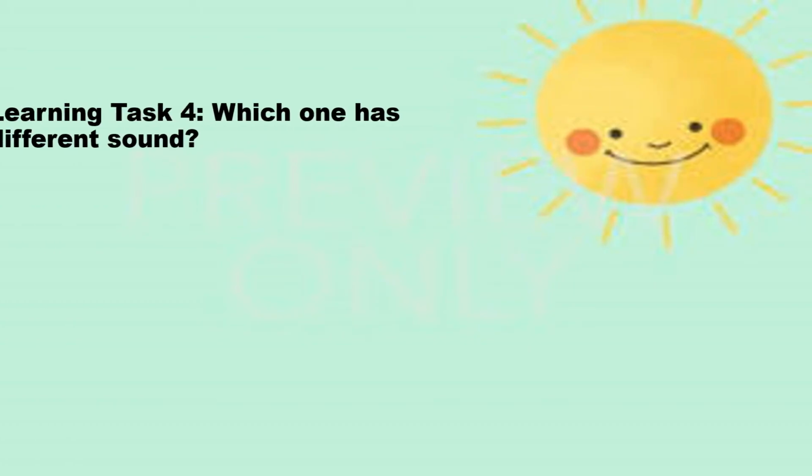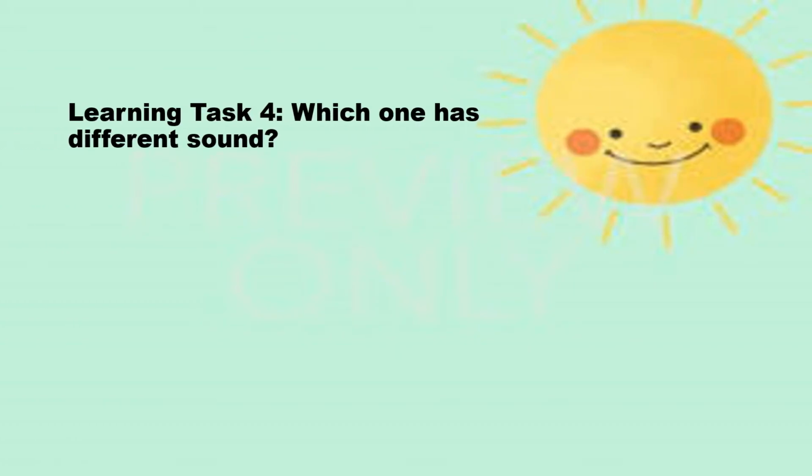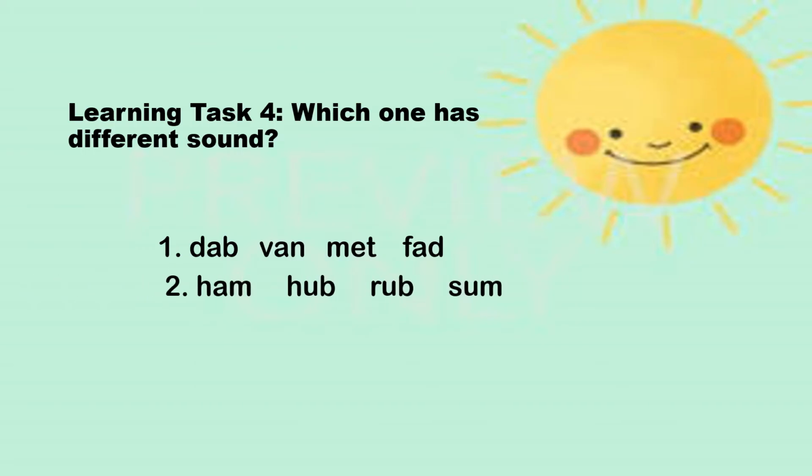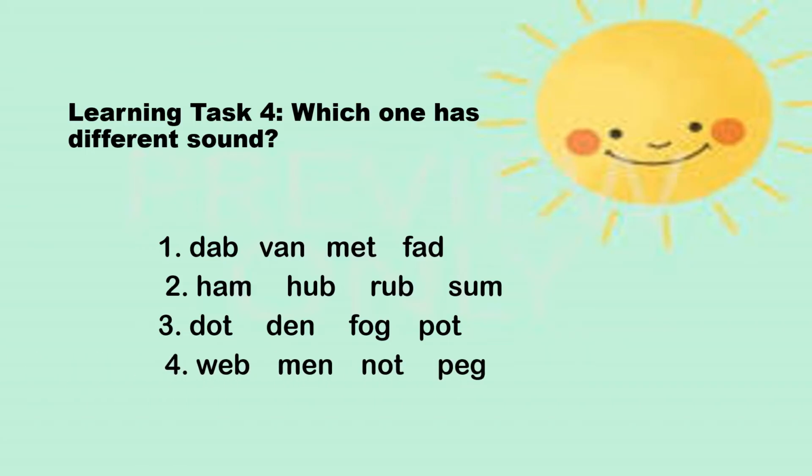For learning task 4, which one has a different sound? Number 1, dab, van, mat, fad. Number 2, ham, hub, rub, some. Number 3, dot, den, fog, pot. Number 4, web, man, knot, peg. Number 5, kid, win, tip, red.